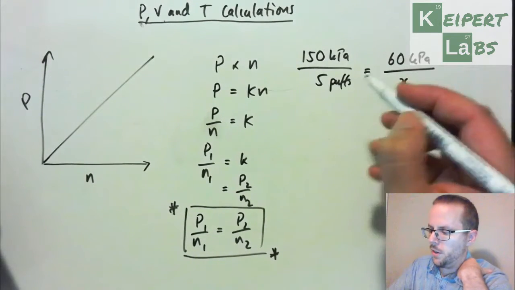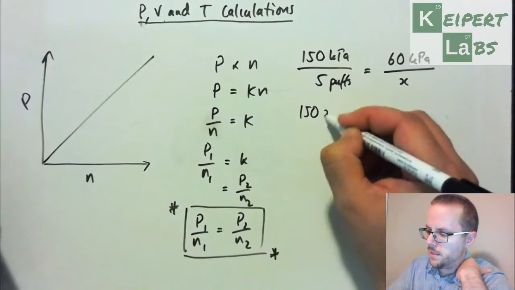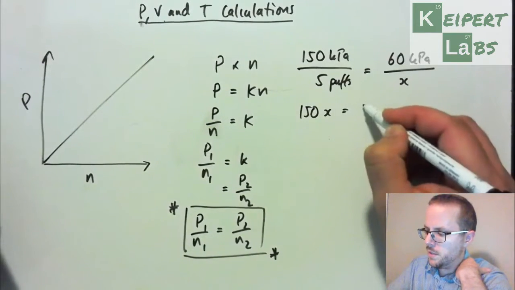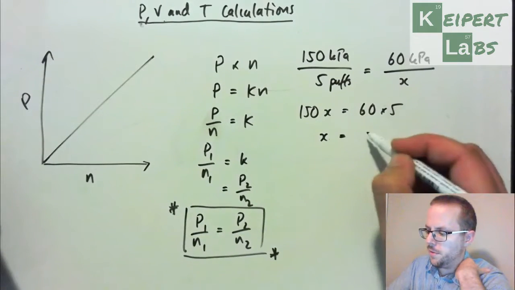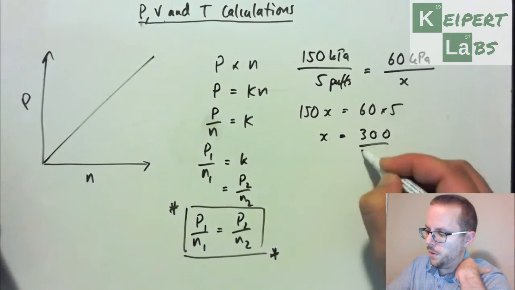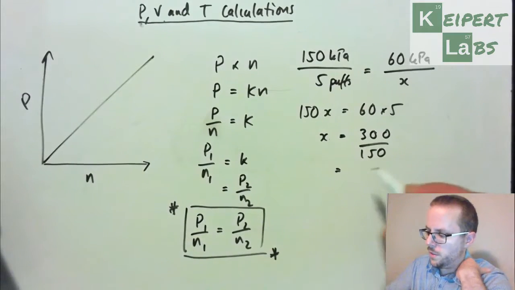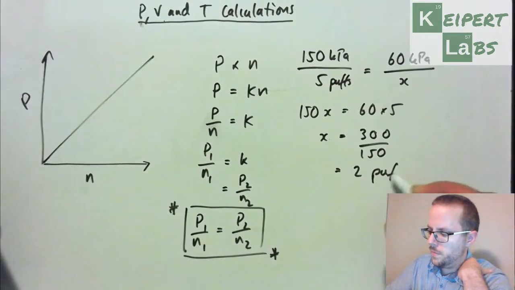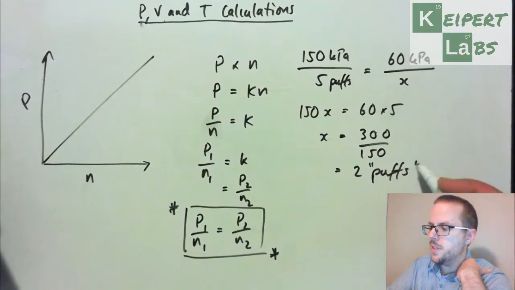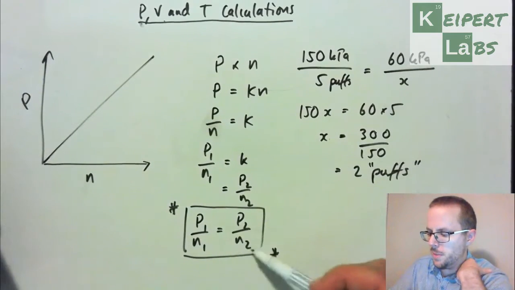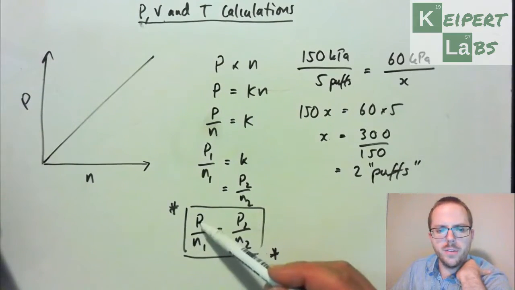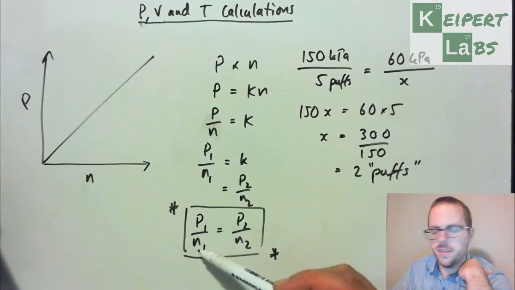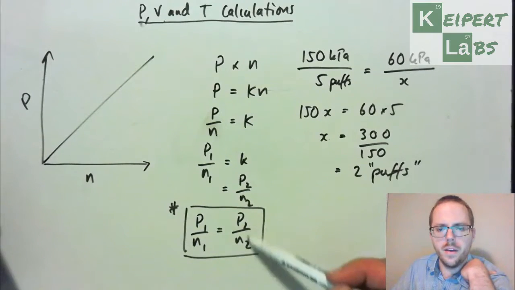We can then cross multiply. 150x is equal to 60 times 5. So x is equal to 60 times 5, which is 300, divided by 150, so we get 2 puffs. We use this relationship and substitute in: if I know the pressure and the number of particles in one set of circumstances, I can work them out in another.